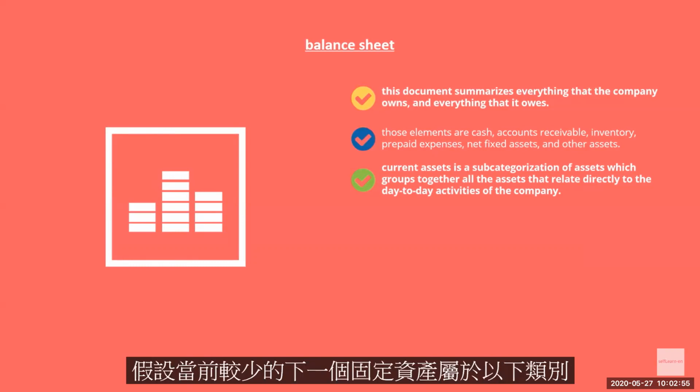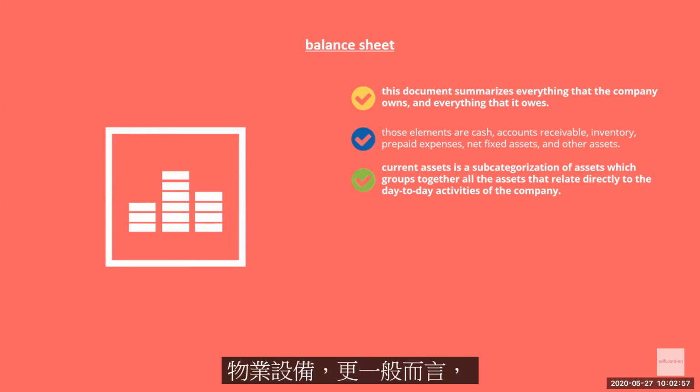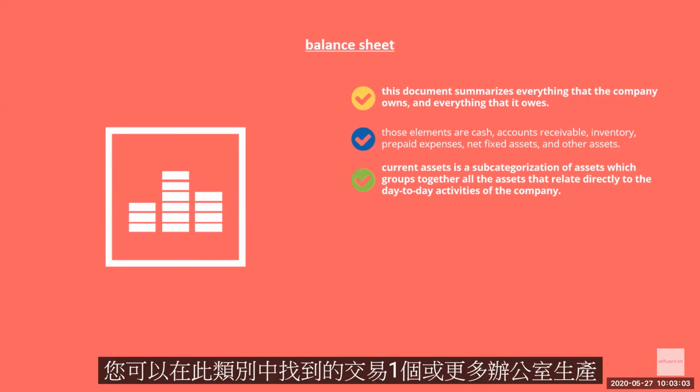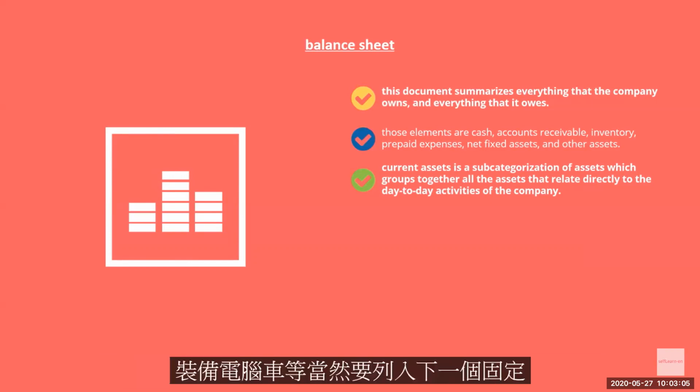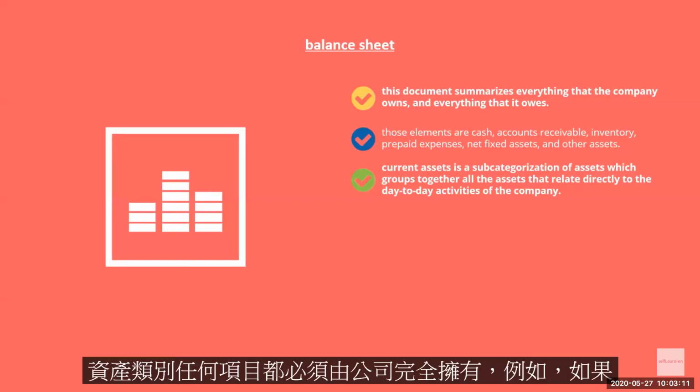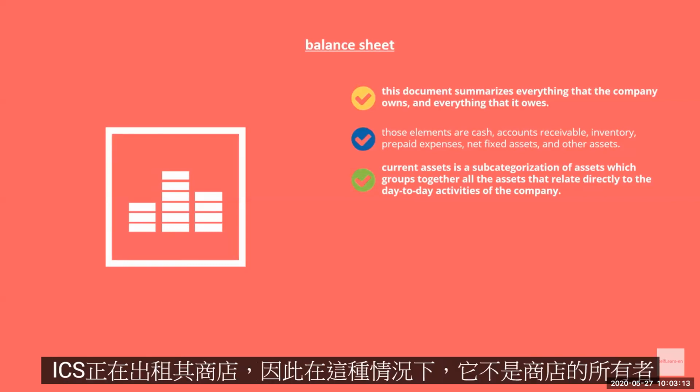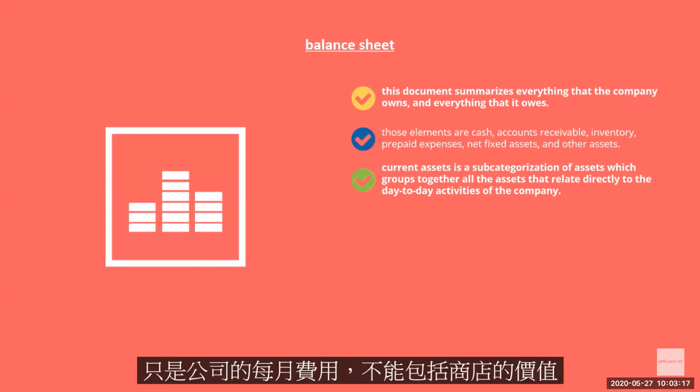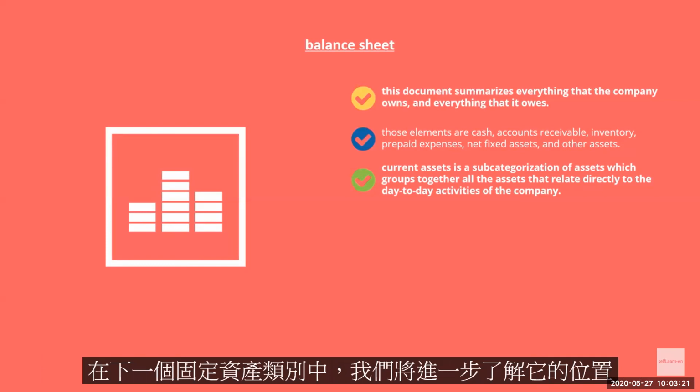Next, fixed assets is a category that covers the properties, equipment, and more generally anything that is necessary to run the business, but does not vary with individual transactions. You can find in this category one or more offices, production equipment, computers, cars, and so on. Of course, to be included in the fixed assets category, any item must be fully owned by the company. For example, if the ice cream shop is renting its stores, it is then not the owner of the store. In that case, this is just a monthly expense to the company, and the store value cannot be included in the fixed assets category.